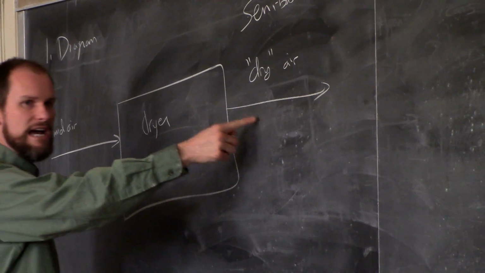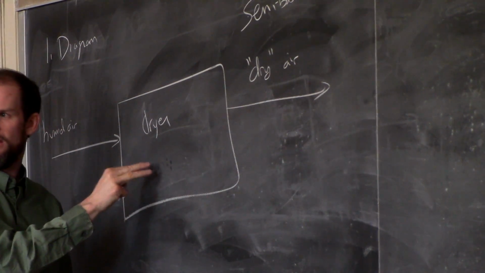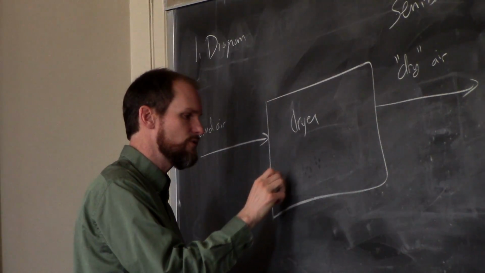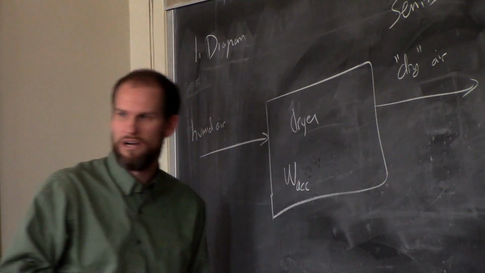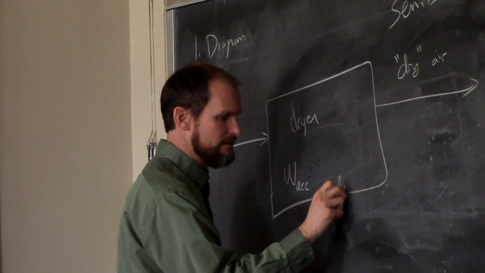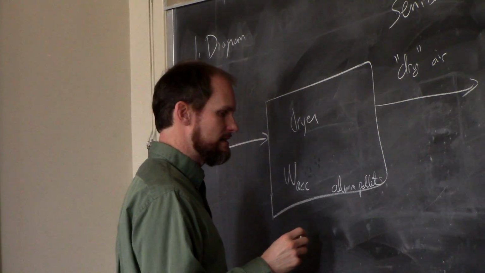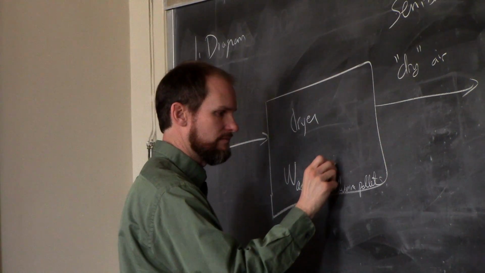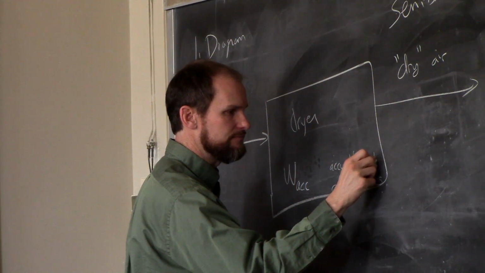Okay, so some of it comes out, the rest of it stays here. That's accumulation. So we're going to accumulate water. I just jumped to the system variables part. So I've got water accumulating here. So I've got alumina pellets, and then accumulating water.